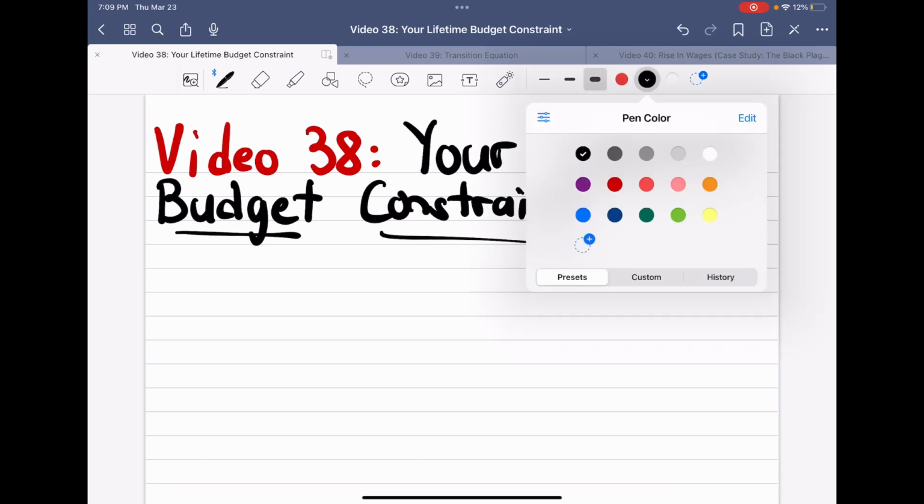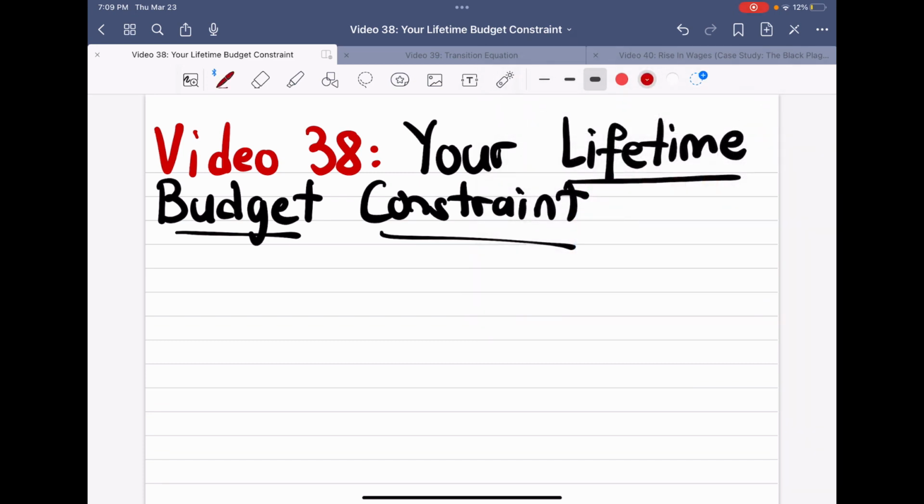Before we dive into what the lifetime budget constraint is, let's first start with our saving decision, how we decide to save and how it looks like in an equation, our investment decision, what it is, and we end with the lifetime budget constraint, which combines both equations. So first, we have our saving decision.